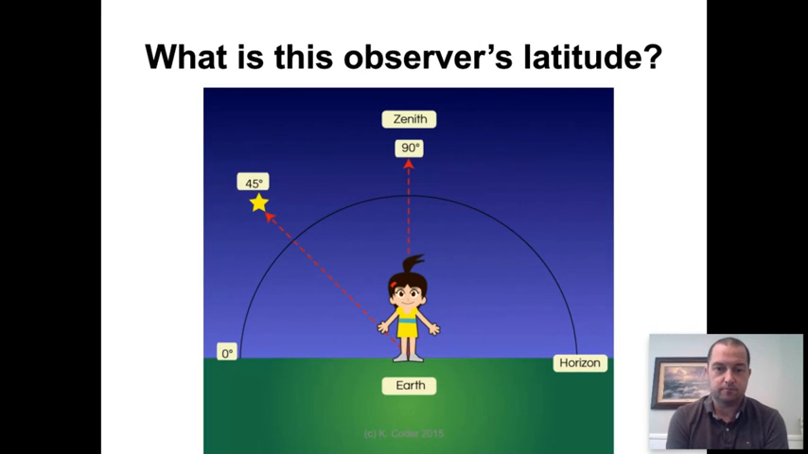The girl is standing here on Earth, and she looks at Polaris, that's the star on the left-hand side. She sees that it's 45 degrees above the horizon. That would mean that she's at 45 degrees north latitude. That term zenith I described before just means directly overhead. It has nothing to do with your latitude.